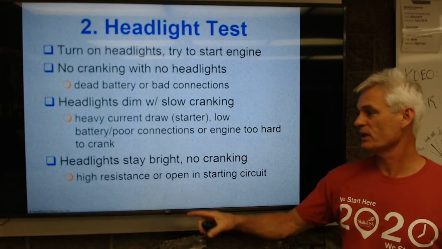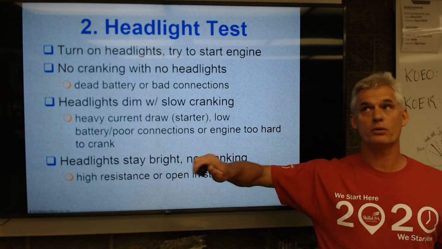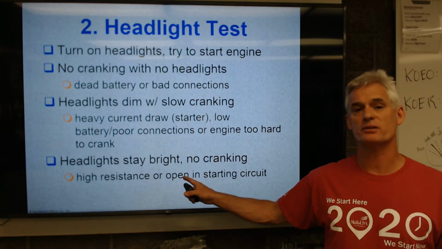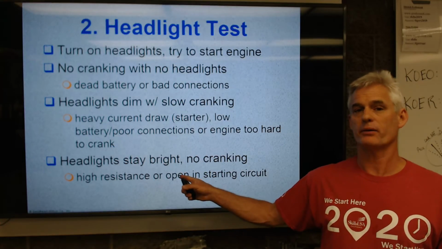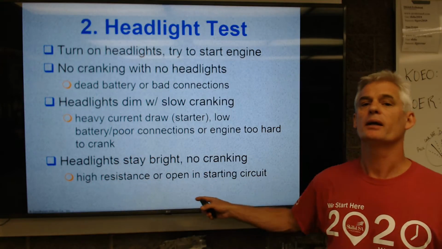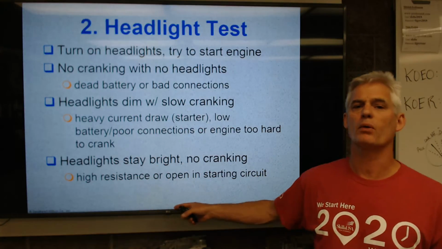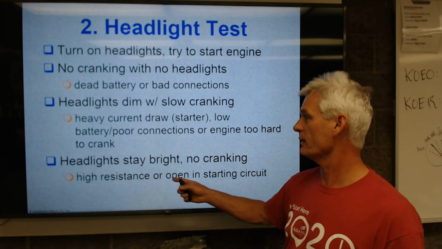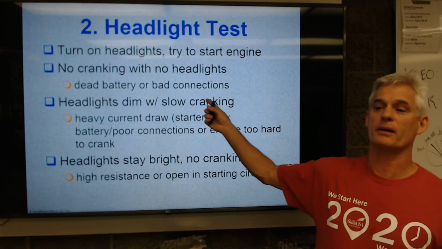The next scenario is if the headlights stay bright and we get no cranking. If I go to the crank position and the headlights don't dim at all, I know that the starting system, for whatever reason, is not trying to pull power from the battery. So I know for sure this is not a battery problem. This is a vehicle theft problem, or a park neutral safety switch, or a clutch safety switch problem, or a key problem that's not talking to the anti-theft transceiver.